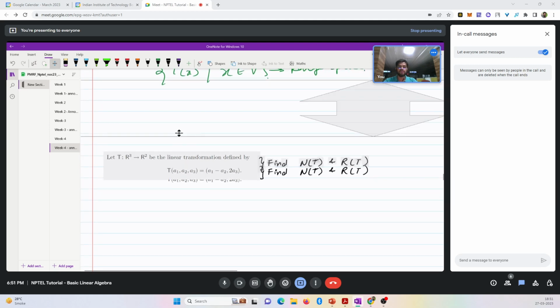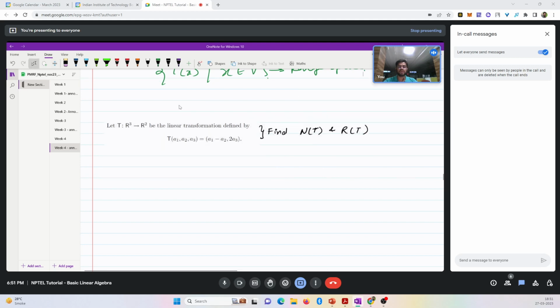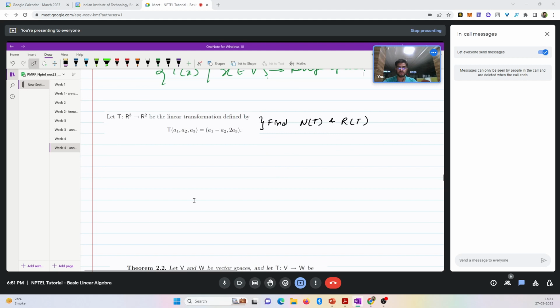Okay. We'll look at an example and try to find the range space and null space of this. This is a simple example. So we are given the transformation T of (a1, a2, a3) is (a1 minus a2, 2a3). First of all, let's try to find the null space of T.